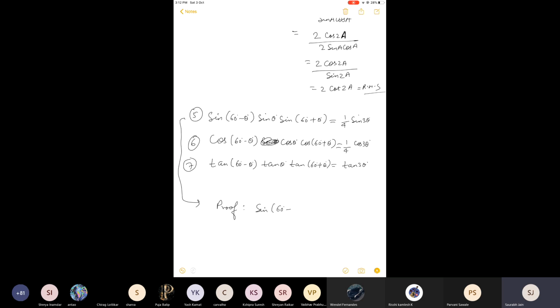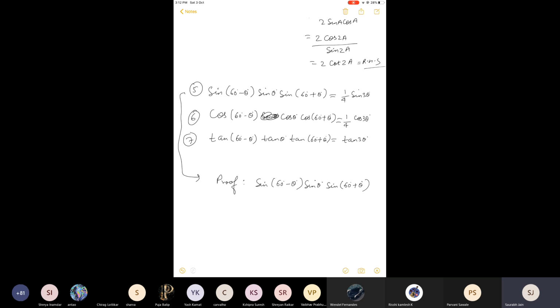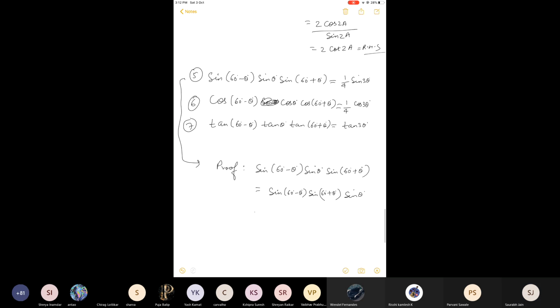Sin 60 minus theta, sin theta, sin 60 plus theta. It is the product of these three sines, and I have to change it ultimately into 1 by 4 sine thrice of theta. So I am doing a bit of rearrangement, where I am bringing this term in between and shifting sine theta here, which I can do because it is multiplication. In multiplication, if you rearrange the terms, it won't make any change.